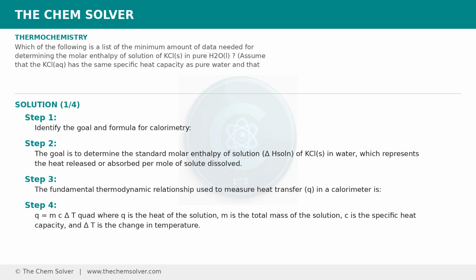Identify the goal and formula for calorimetry. The goal is to determine the standard molar enthalpy of solution, delta H sol, of KCl in water, which represents the heat released or absorbed per mole of solute dissolved. The fundamental thermodynamic relationship used to measure heat transfer, Q, in a calorimeter is Q equals mc delta T, where Q is the heat of the solution, m is the total mass of the solution, c is the specific heat capacity, and delta T is the change in temperature.